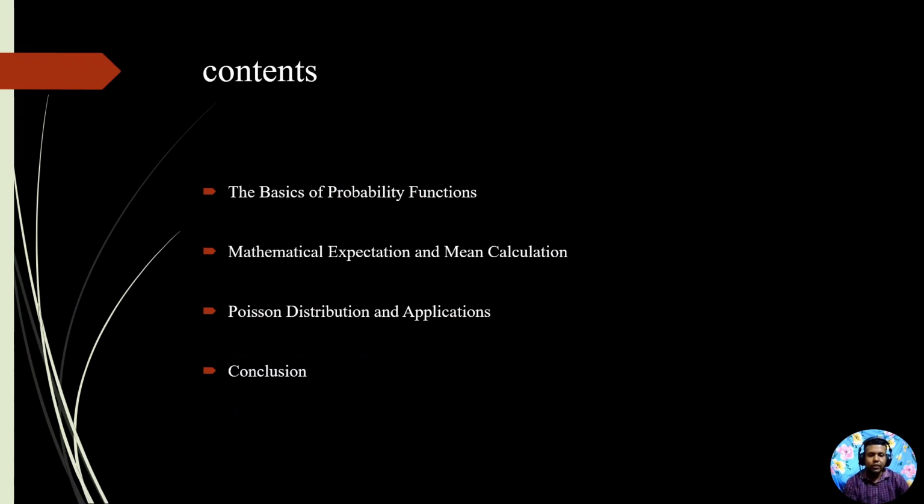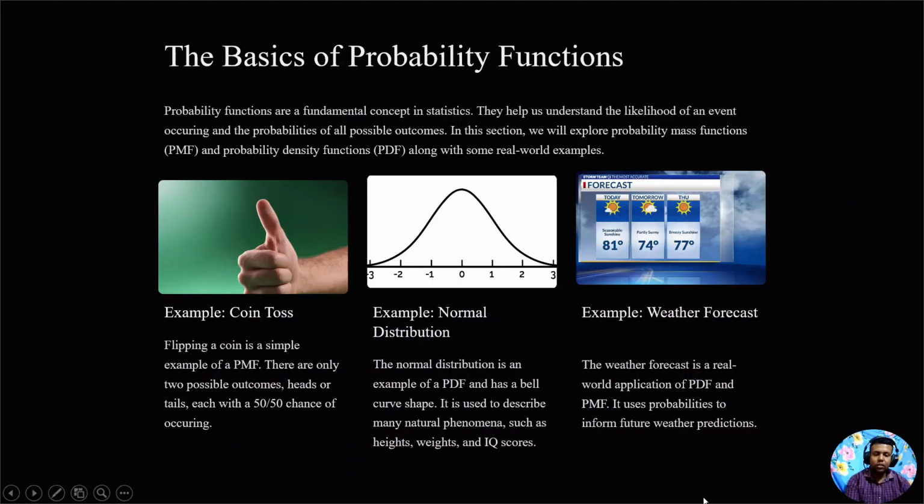Contents: the basics of probability functions, mathematical expectation and mean calculation, Poisson distribution and applications, conclusion. Now let's see first the basics of probability functions. Probability functions are a fundamental concept in statistics. They help us understand the likelihood of an event occurring and the probabilities of all possible outcomes. In this section, we will explore probability mass functions and probability density functions along with some real-world examples.